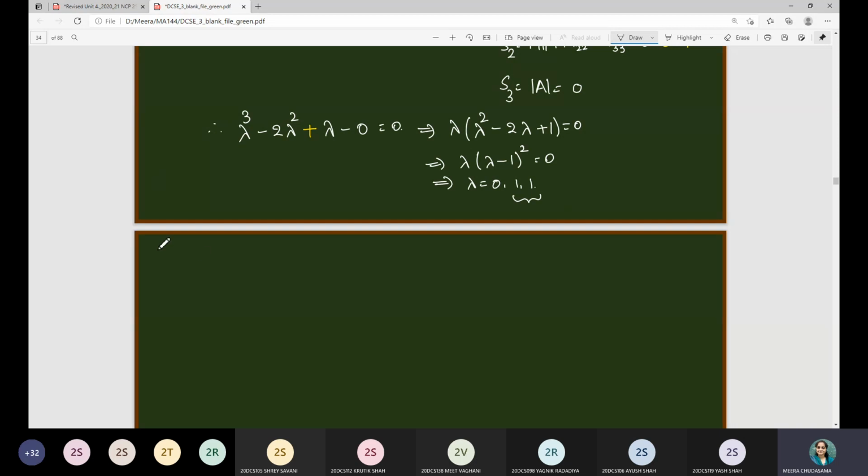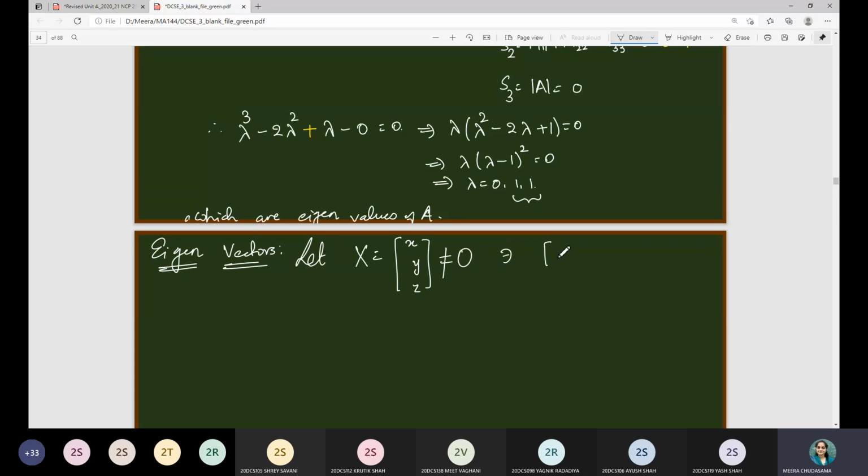Let us see this. So I will write here, which are eigenvalues of A. So next we will consider eigenvectors, right? So for eigenvectors I need to consider, let capital X is equal to, here the given matrix is 3 cross 3, so x, y, z, it has to be non-zero such that A minus lambda I times X is equal to 0 matrix. Let us give this as star.